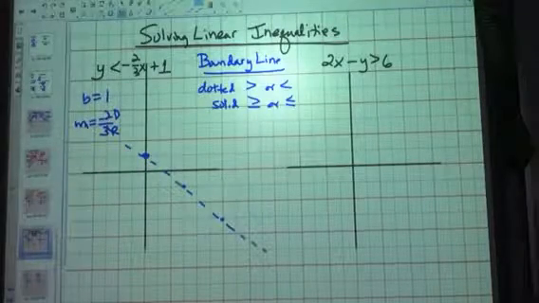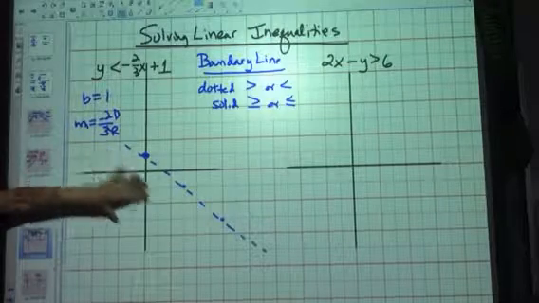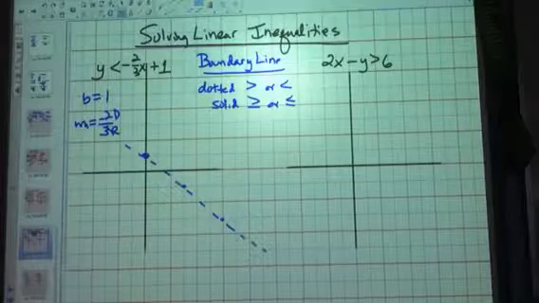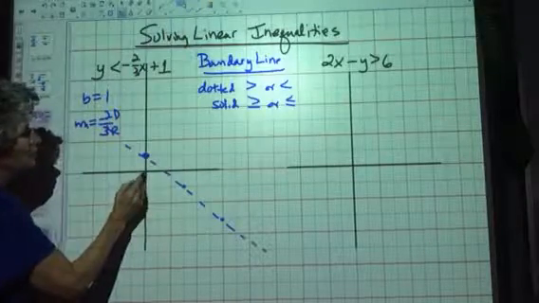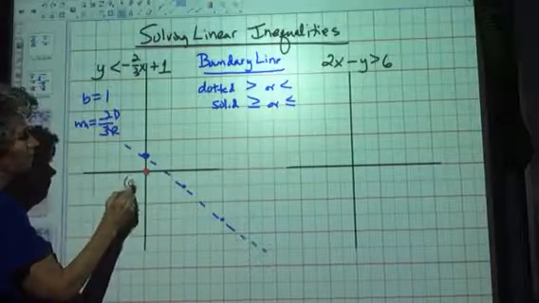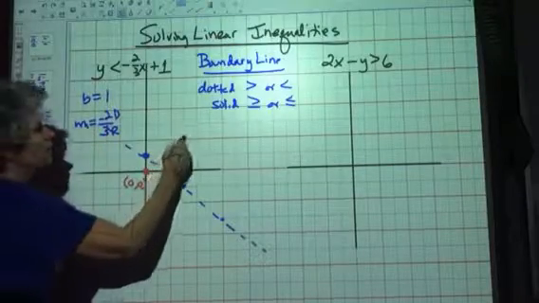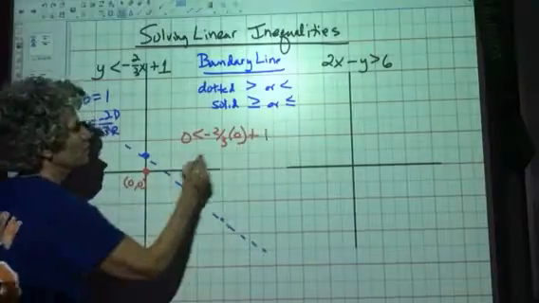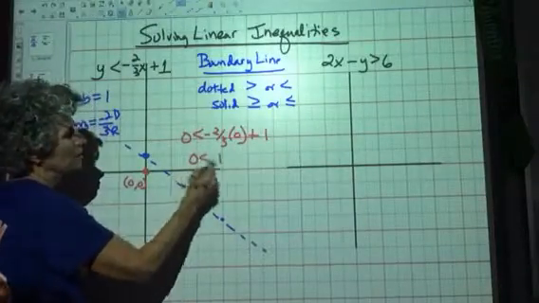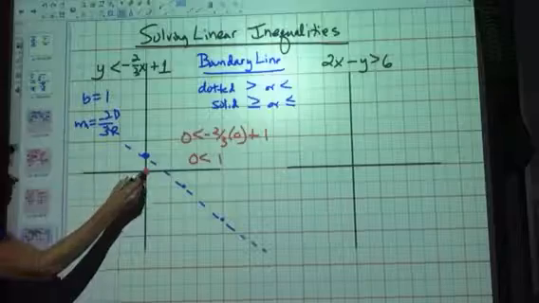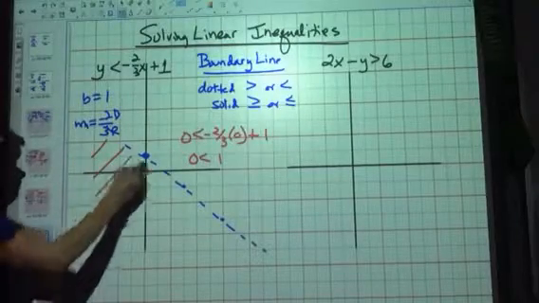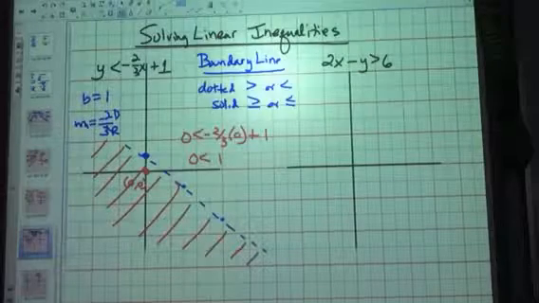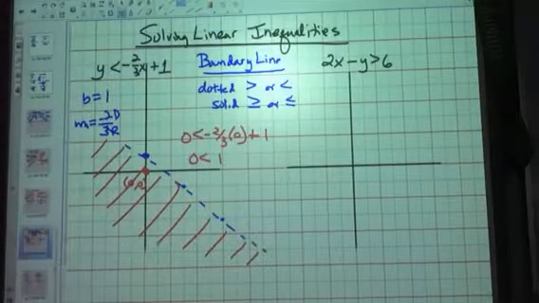Okay, now you're going to shade one side or the other. So one whole side of this line is true and one side is false. There's a couple of ways you can do it. One is to pick a test point. 0, 0 is the easiest one to test. So is 0 less than negative 2/3 of 0 plus 1? Well, that's 0. Is 0 less than 1? Yes, it is. So if this one makes it true, this whole side would make it true. You can just kind of shade it in like that. I'll tell you the other way when we do the next problem.